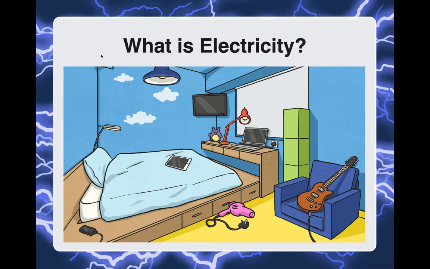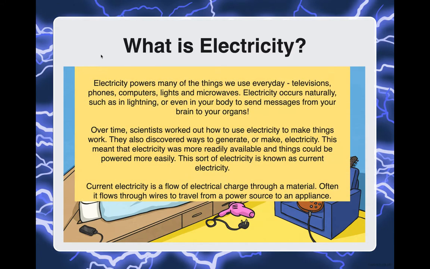Are you ready? So, electricity powers many of the things we use every day, such as televisions, phones, computers, lights, and microwaves. And electricity occurs naturally, such as in lightning or even in your body to send messages from your brain to your organs. Over time, scientists have worked out how to use electricity to make things work. They also discovered ways to generate it, or to make electricity. This has meant that electricity was more readily available and things could be powered more easily. So, this sort of electricity is known as current electricity. And we're going to highlight current electricity.